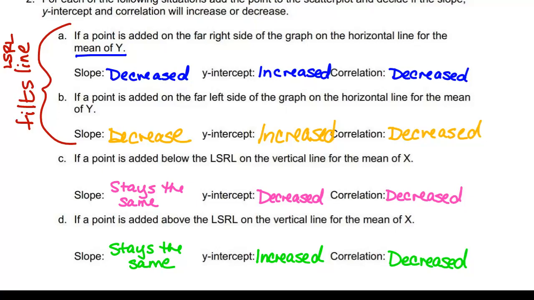When we added points to the y-mean line, it tilted it. What happened when we added stuff to the x-mean line? Did it tilt it at all? What happened to it? Shifted it up and down.